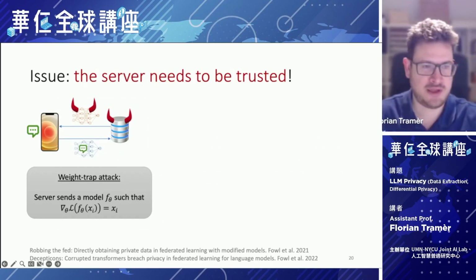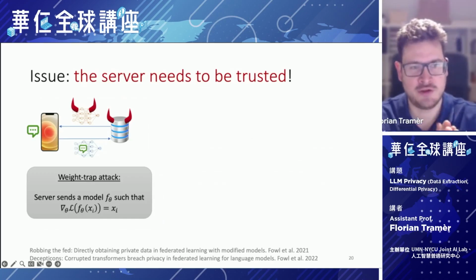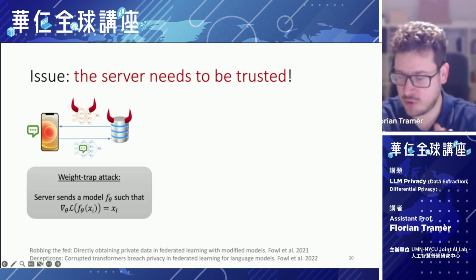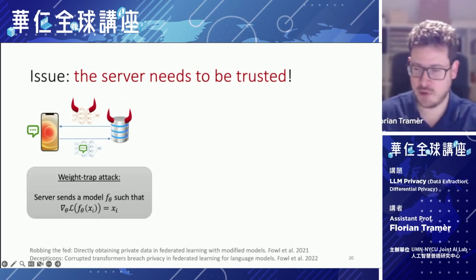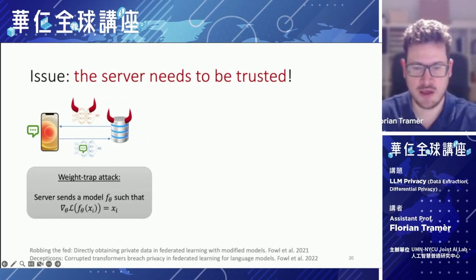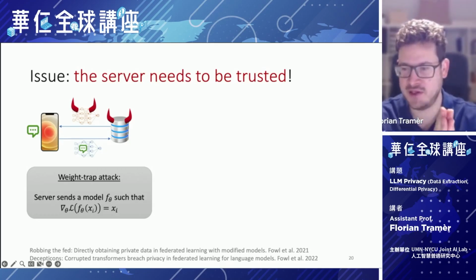I call these weight trap attacks. The idea is essentially that the central server can send any model they want to the clients. That's what they're trusted to do. And so instead of sending the real machine learning model, they could send a modified model where the parameters are set in such a way, and this is actually not particularly hard to do, that when you compute the gradient of this malicious model, you directly get the data back somewhere in the gradient. So you're modifying the model so that the encoding maximally leaks training data.